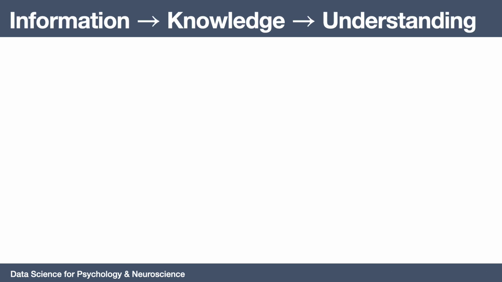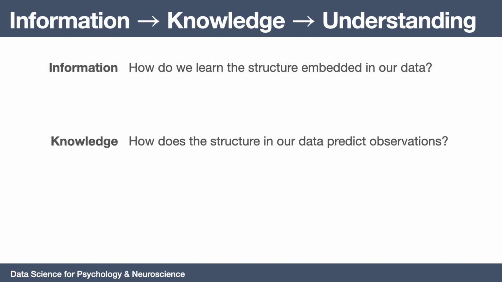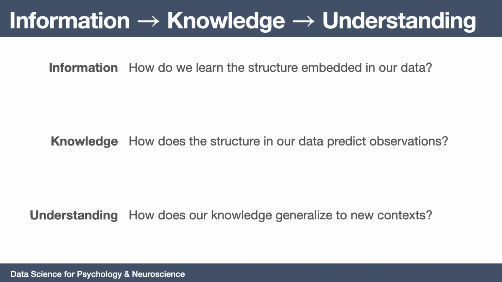This idea now between information, knowledge, understanding frames the way that I've structured this course. So we're going to start by trying to understand the nature of information. How do we learn the structure embedded in our data? Then we're going to move on towards the concept of knowledge. How do we gain knowledge about the relationship between X and Y? Or more precisely, how does the structure in our data predict observations? And then finally, the last part of the course is focused on scientific theory. How does our knowledge generalize to new contexts? And this gives us our understanding.